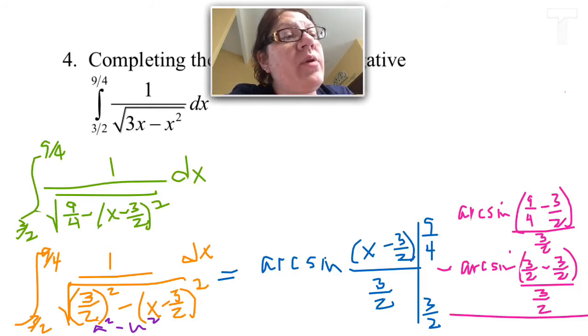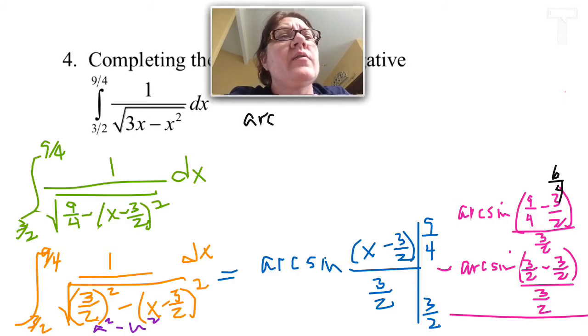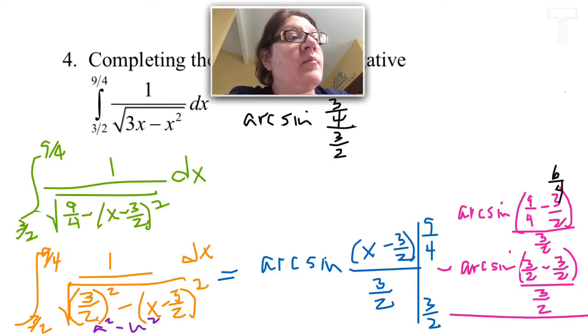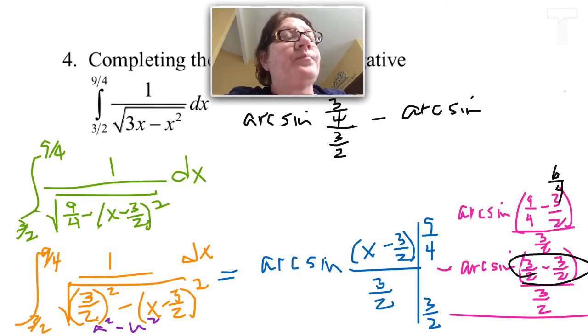Keep in mind that 3/2 is really 6/4. So I'm doing arc sine of 3/4 over 2, just kidding, 2/3. No, 3/2. And then minus arc sine, this one down here will give me 0. So 0 over 3/2.